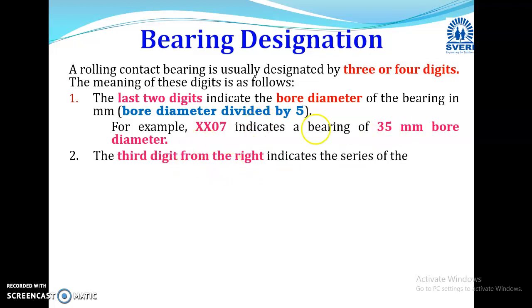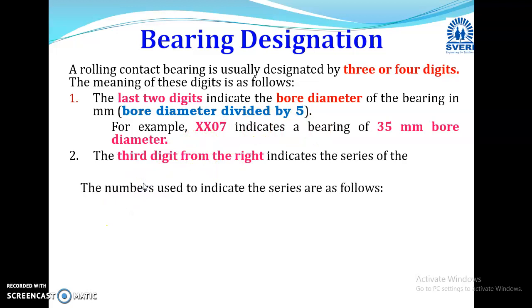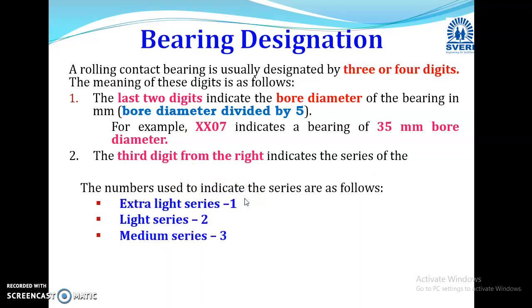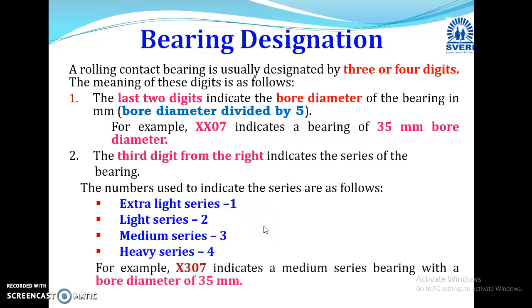The third digit from the right hand side indicates the series of the bearing. The numbers used to indicate the series are as follows. If the number is 1, extra light series, then light series, medium series and heavy series. So these are the 4 series, and sometimes 0 is also used. For example, X307 indicates a medium series bearing. The 3 indicates medium. So it is a medium series bearing with a bore diameter of 35 millimeters: 07 into 5, 35 millimeter bore diameter, and the third digit from the right is 3, which indicates medium series.